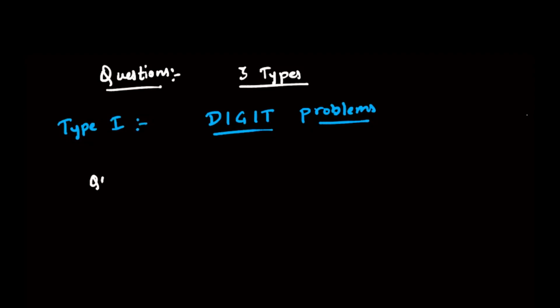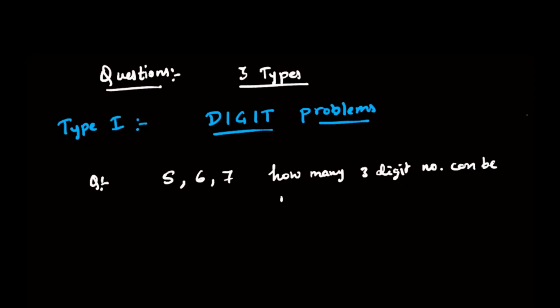The first question is, let's suppose we are given three digits, 5, 6, and 7. And the question says, how many three digit numbers can be made out of these three given digits, 5, 6, 7? What will be our approach over here? Let's understand the approach.